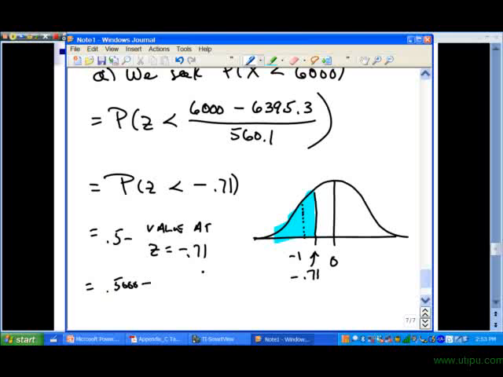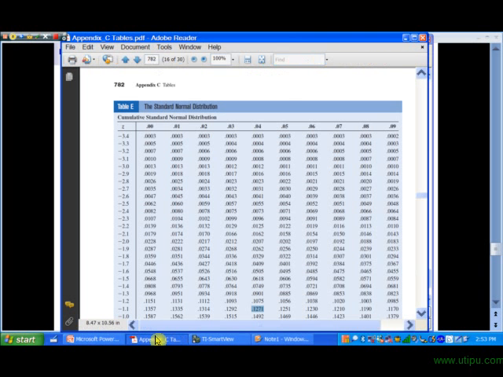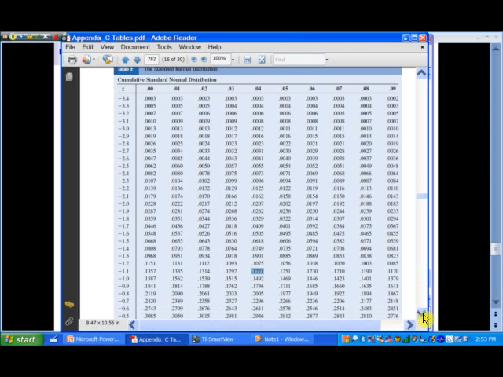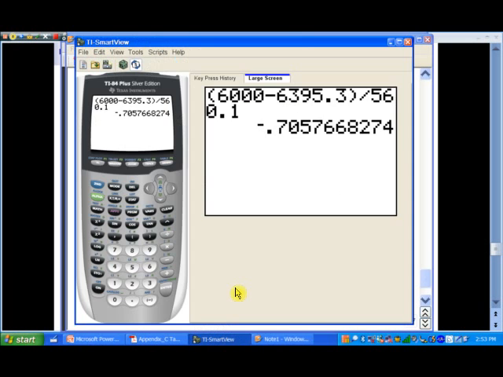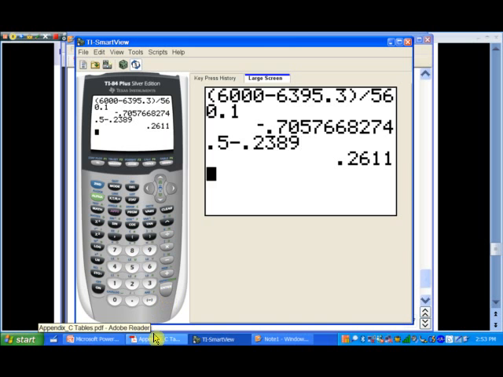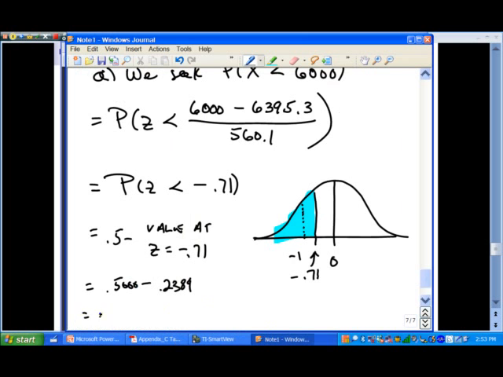Table. So that's going to be 0.5000 minus, now let's grab our standard normal table here. And so think about what we want to do. Go down to negative 0.7 and then across to 0.01. So we get 0.2389. So let's go ahead and compute what that is now. So that's 0.5 minus 0.2389. So what do we get there? 0.2611.